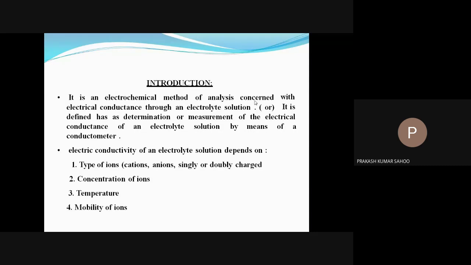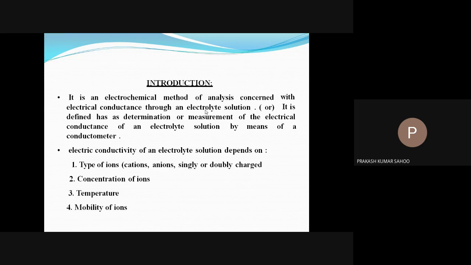It is an electrochemical method which is concerned with the electrical conductance through an electrolyte solution. So what is an electrolyte solution? When an electrolyte is added to a solvent, it forms an electrolyte solution in which the electrolyte is dissociated or ionizes into its respective ions. That is known as an electrolyte. Electrolytes are again of two types: ionic electrolyte and non-ionic electrolyte. An ionic electrolyte will produce both ions in the medium. A non-electrolyte will not ionize and will remain as a whole molecule in the solution.